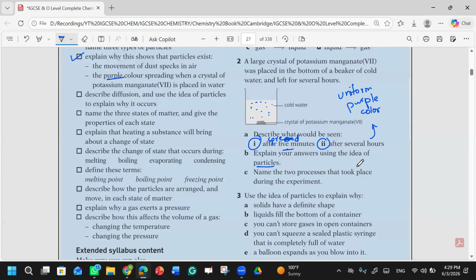Okay. Now part C. Name two processes that took place during the experiment. Okay, what are the two processes which are happening? Diffusion. Yes. And diffusion means particles are spreading. Okay. And what is happening? How do we have this purple color?